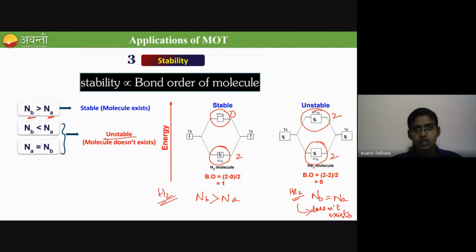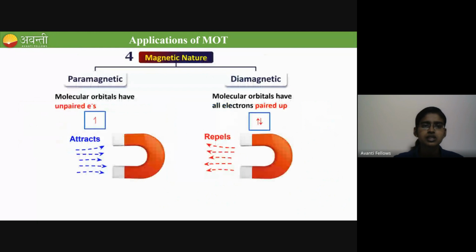Got it? Now coming to the fourth application, that is magnetic nature. There are two different types of magnetic property. One is paramagnetic and the other one is diamagnetic. If a species has unpaired electrons in it, it will be attracted towards the magnetic field, and we call those substances paramagnetic. If all the electrons are paired up, then it will be repelled by the magnetic field, and we call them diamagnetic substances. We can tell by looking at the MO diagram itself whether it is paramagnetic or diamagnetic. So they are so easy.